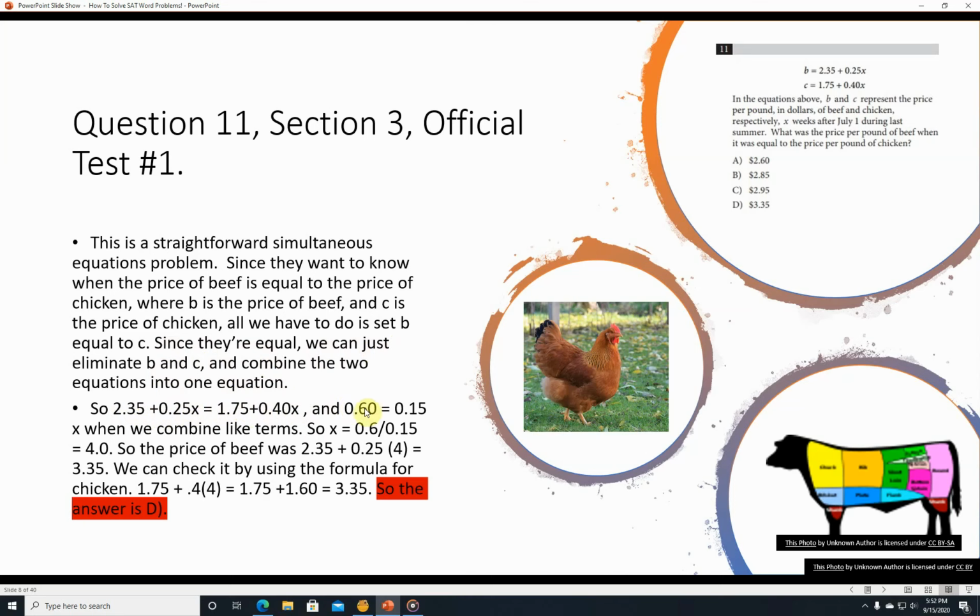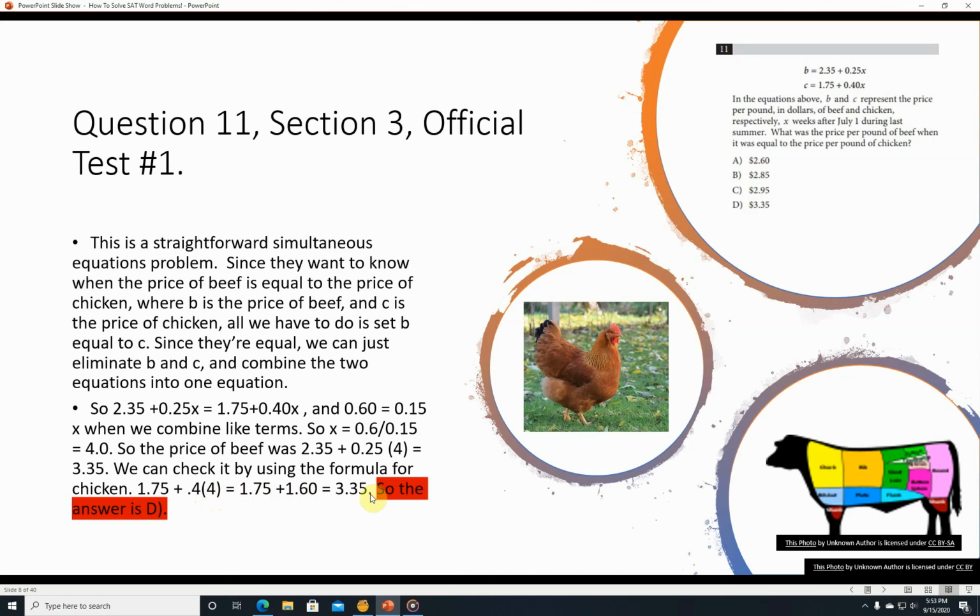And so when we combine like terms, we end up with 0.60 equals 0.15x. So then we're going to divide 0.6 by 0.15, which is equal to 4. So the price of beef was $2.35 plus 25 cents times 4. We know that 25 cents times 4 is $1, so that's just going to be $2.35 plus $1, which is $3.35. We can check it by using the formula for chicken. Well, $1.75 plus 0.4 times 4 is going to be $1.75 plus $1.60, which is $3.35.